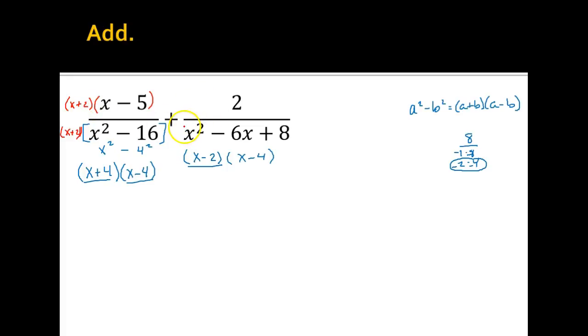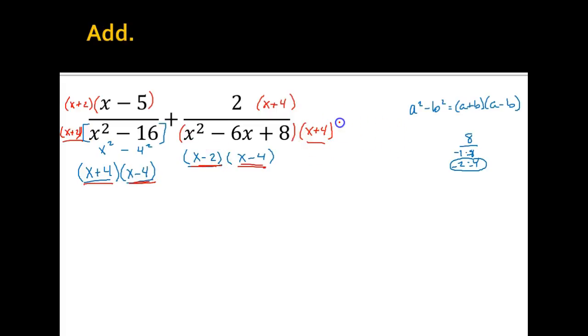And the same thing with my second denominator. It already has an x plus 2, x minus 2, and x minus 4. So all it's missing is the x plus 4. So multiply by x plus 4. And now my denominators are going to be the same. They are going to be x minus 2, x minus 4, and x plus 4. So each denominator has all three pieces in it. And so when I write my denominators now, I'm just going to write them in factored form because that makes it easier.